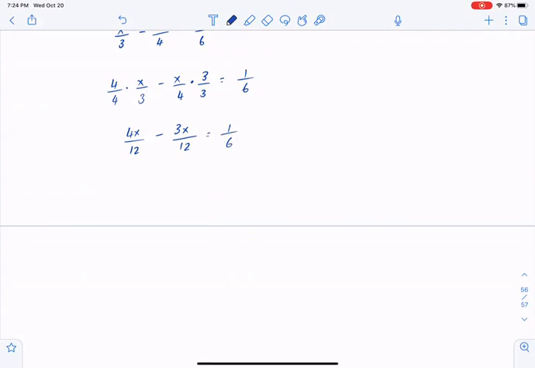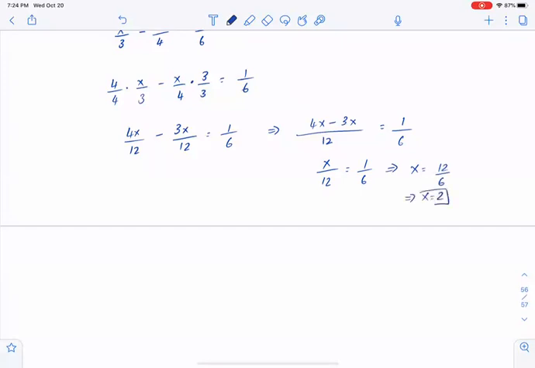Since I have a common denominator of 12, I can combine the numerators and write it as 4x minus 3x. And that would equal 1 over 6. So 4x minus 3x is simply x over 12, which would equal 1 over 6. If I multiply by 12 on both sides, I could solve for x. So x would be 12 over 6, which would mean x is 2.